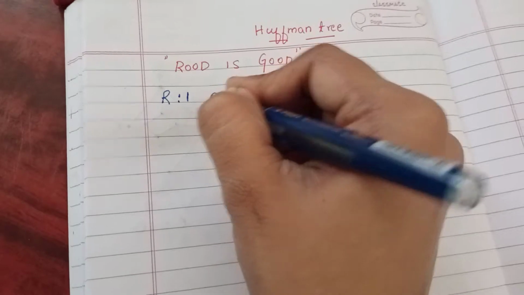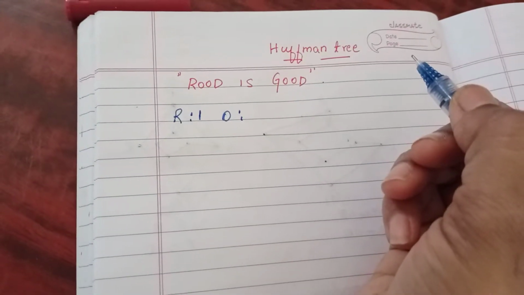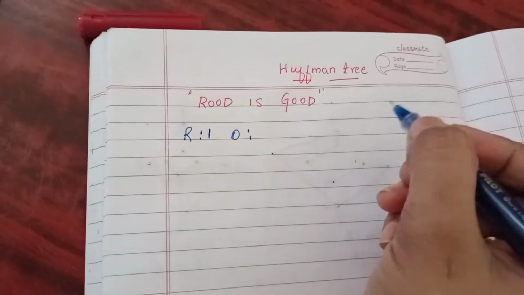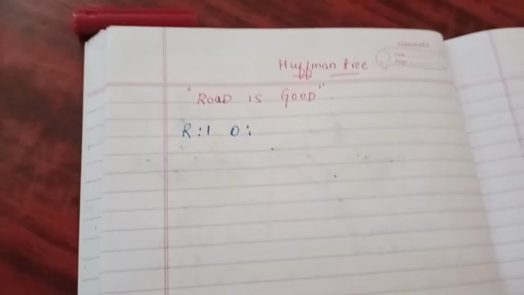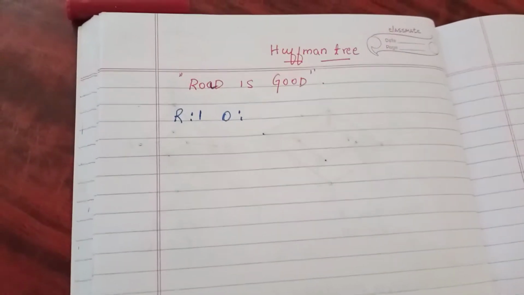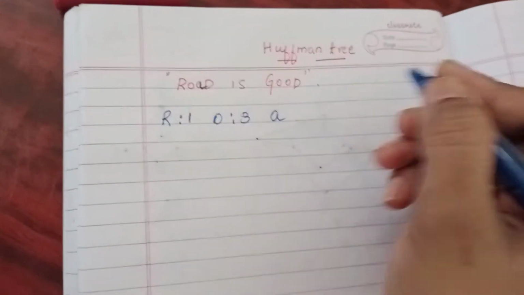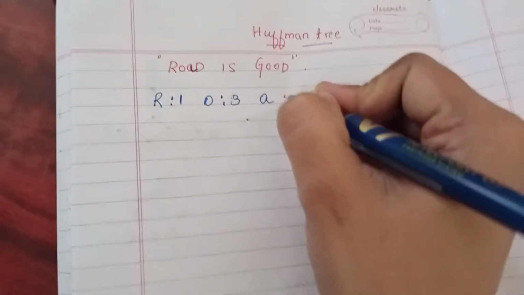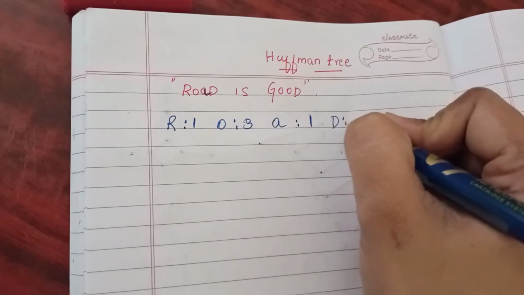Okay, next O. If I take up O, how many times has O come? It has come thrice. Road, ROAD, road. This has come thrice. So O is 3. Next A. If I take up A, it has come only once. And if I take up D, it has come twice.